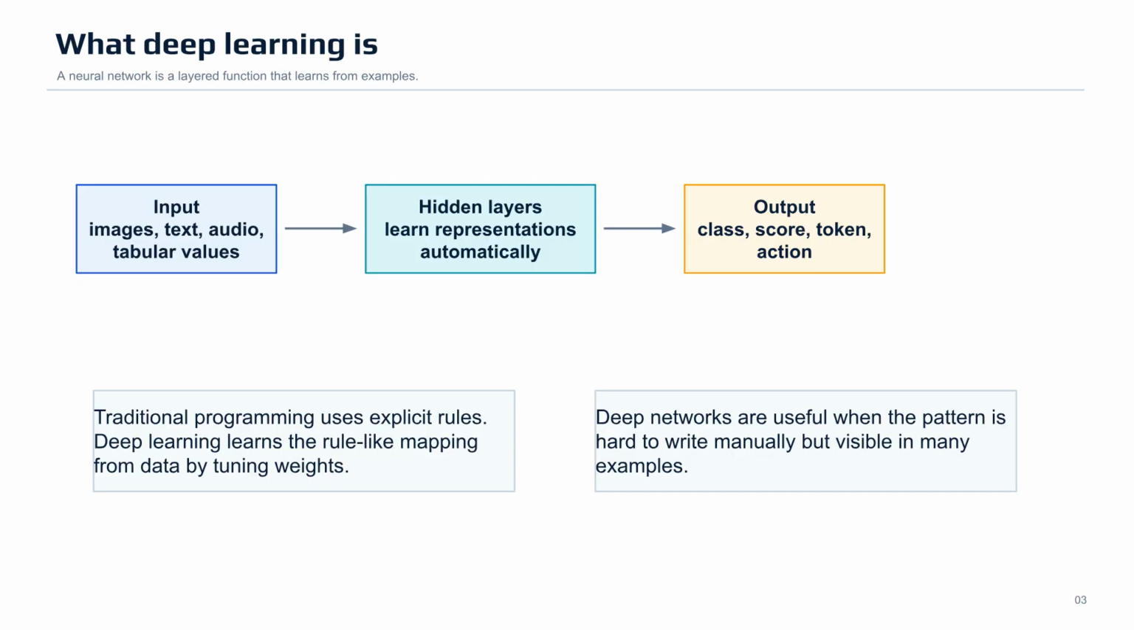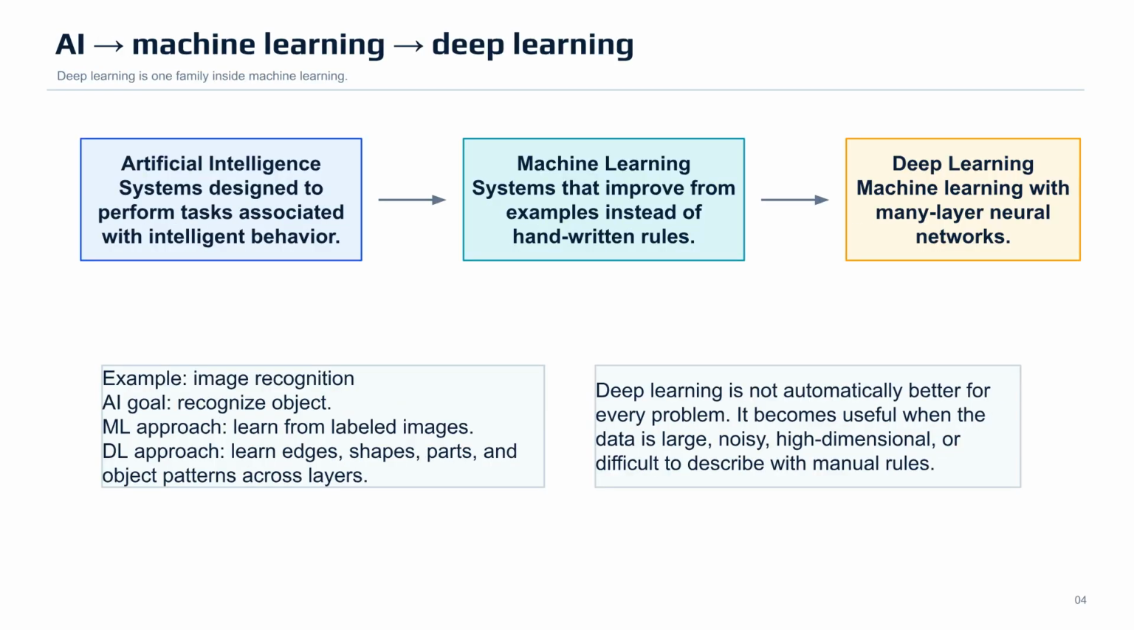A neural network is a function that learns from data. Unlike traditional programming, which relies on explicit rules, deep learning models learn the mapping directly from examples, making them highly effective for complex patterns. Deep learning is a specialized family within the broader field of machine learning. It is particularly powerful when dealing with large, complex datasets that are difficult to describe using manual, handwritten rules.